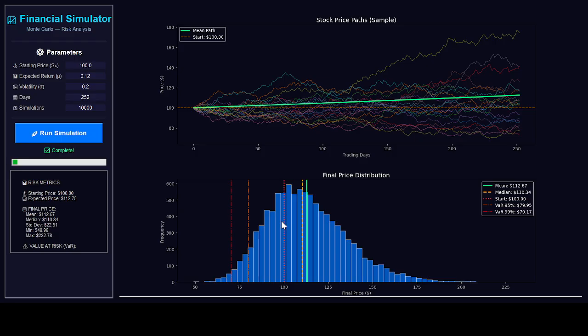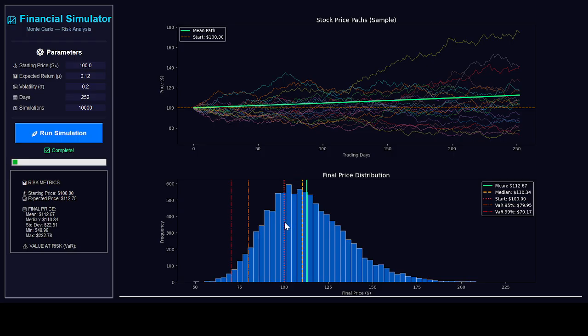Now let's move towards graph 2, which is a histogram. This graph summarizes the results of 10,000 simulations. Instead of showing how prices moved over time, it focuses on the final stock prices at the end of the simulation period. On the horizontal axis we have the final stock price, and on the vertical axis we have the frequency, which indicates how many simulations ended with a particular price range. Each blue bar represents the number of simulated outcomes that fell into a specific price interval.